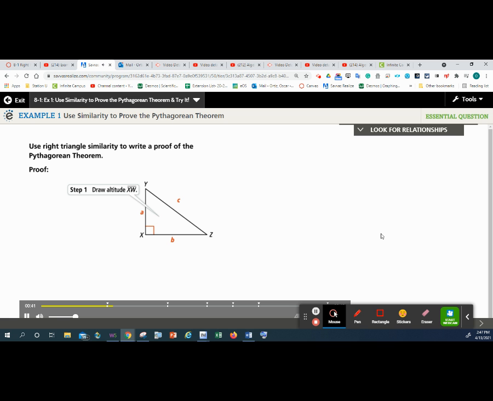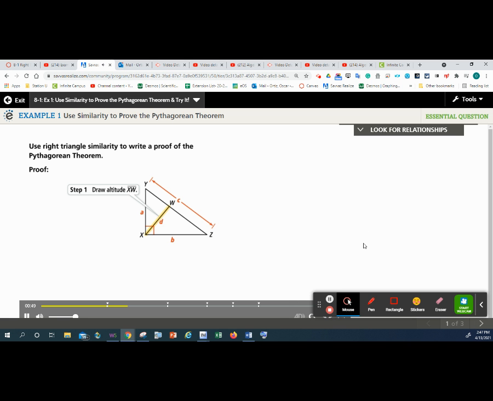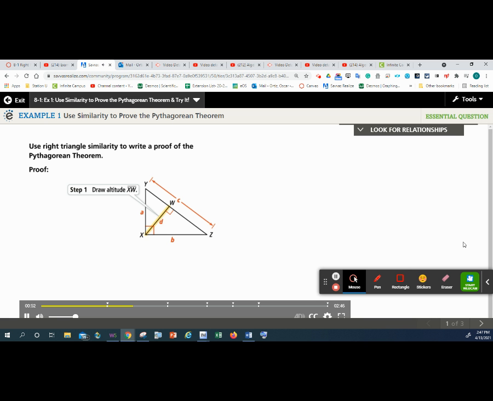First, draw altitude xw. Altitude xw with a length of d is perpendicular to the hypotenuse, forming a right angle at its intersection with the hypotenuse. Due to the inclusion of the altitude in point W, the hypotenuse can now be considered as two segments. Segment YW with a length of E and segment WZ with a length of F form the hypotenuse YZ with a length of C. That in other words means that E plus F equals C.